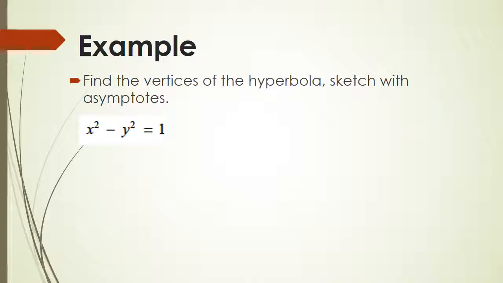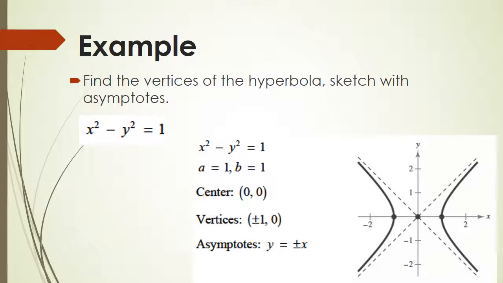Okay, find the vertices and sketch with the asymptotes. Pause the recording, give it a try, and resume to check your answer. This one would either be incredibly tricky or incredibly easy. a and b are both 1. Now for an ellipse, a and b will never be the same. a will always be larger. But for a hyperbola, they could be the same. a could be larger, a could be smaller. It's a different situation. So for this one, a and b are both 1.